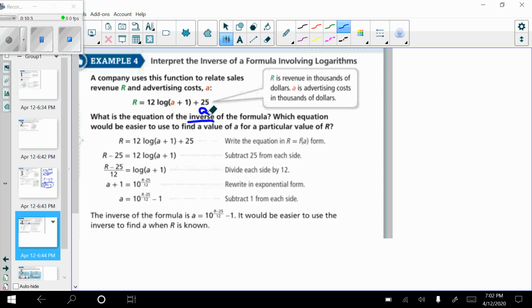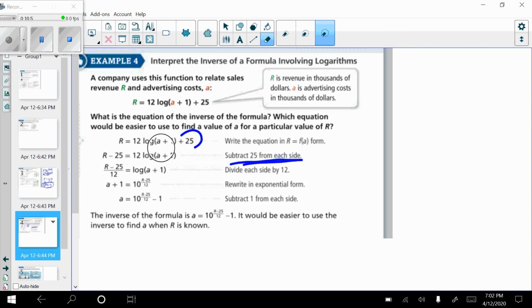And so all they did was rewrite the equation, and then work backwards because we're trying to get A by itself. If I was doing this forwards, I would do A plus 1. I'd then take the log of it. I'd then multiply by 12, and then I'd add 25. If I'm working backwards, I have to get rid of that 25 first, which is why they subtract 25 from both sides. They get rid of this, and that's where they get R minus 25.